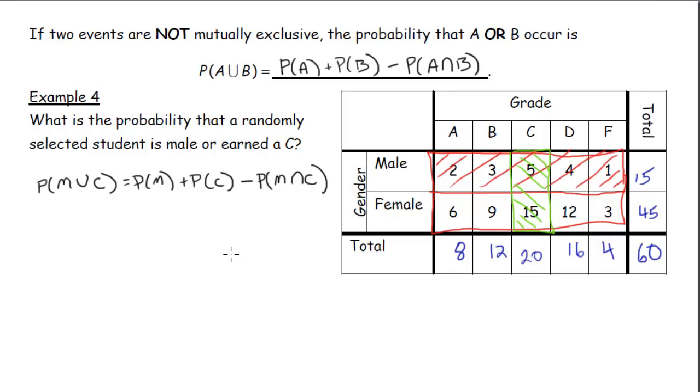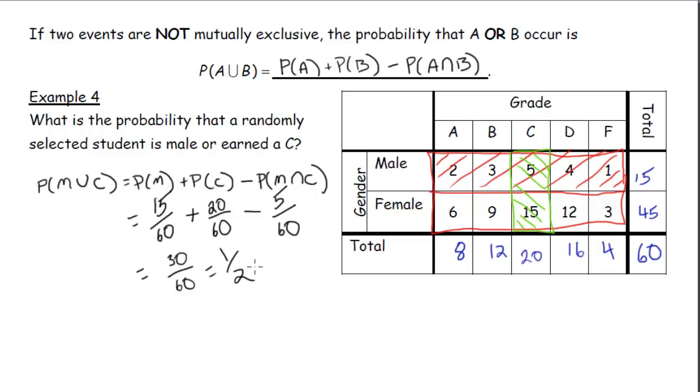So the probability that we select a male, well, there were 15 males out of 60. The probability that a student earns a C, well, 20 students earned a C out of 60. But you see here, I counted these 5 students in both of those groups. So I need to subtract off the students that I double counted, which would be 5 out of 60. So this would give me a total of 30 out of 60, which would be a probability of 1/2.